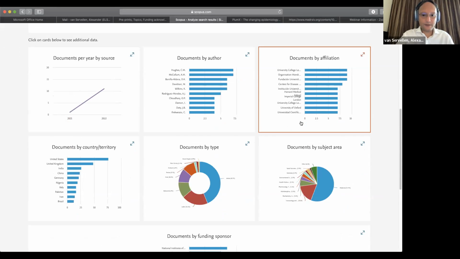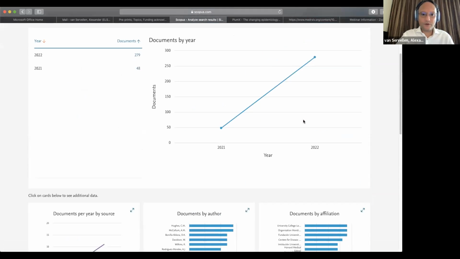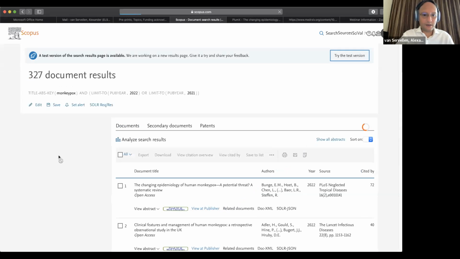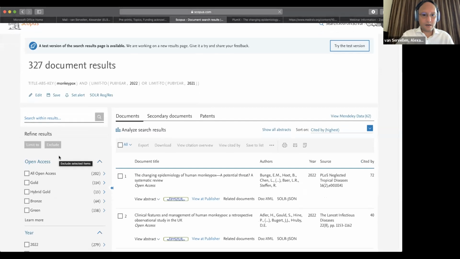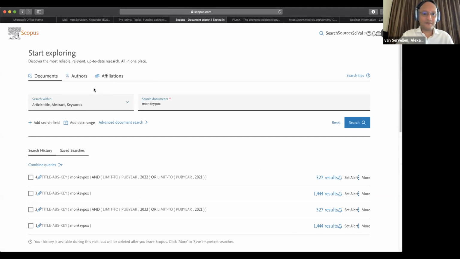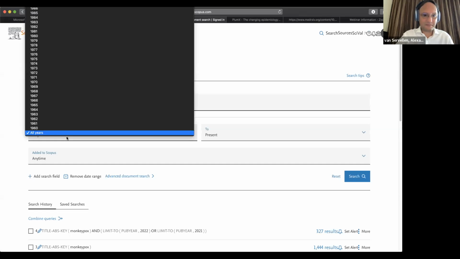What else can we see? So I was thinking, what if we limit to Malaysia? So if we take this search, go back to the search results. And I'm not going to confuse everyone. I'm just going to go back to the beginning and do this. Guaranteed I am confusing everyone, but so I'm going to say monkeypox only.